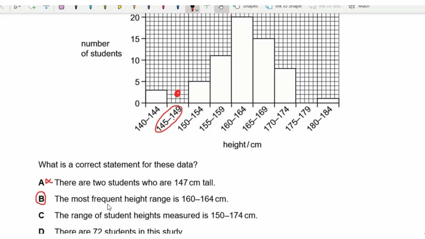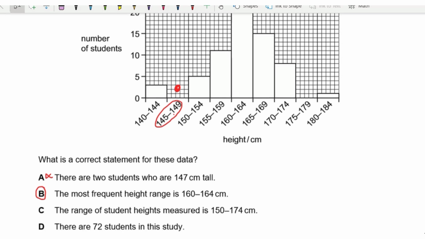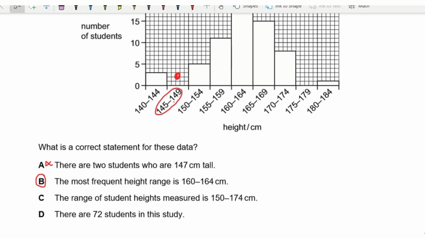Then option C, the range of student height measured is 150 to 174. No, that's not the range. Then option D says there are 72 students in the study. Now there are much more than that. So option C is wrong, option D is wrong. So the only correct option now is option B. The most frequent height is 160 to 164.